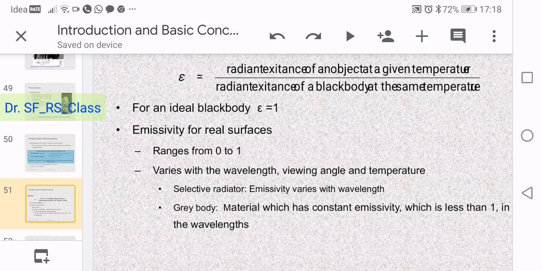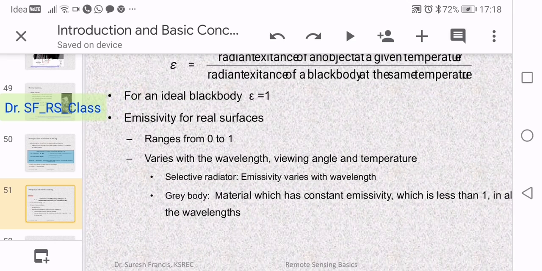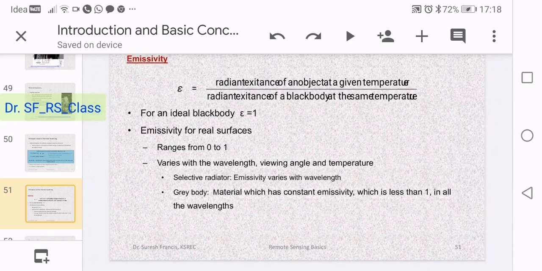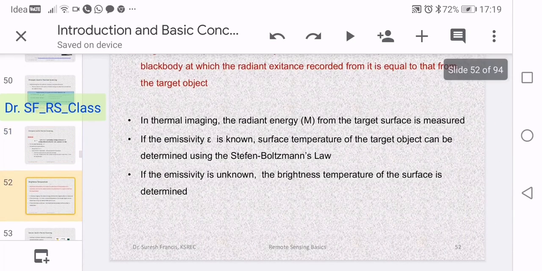In the case of gray bodies, materials have a constant emissivity less than 1 in the different wavelengths. So gray bodies will have a constant emissivity which is less than 1 in all the wavelengths. So we can utilize that gray body concept to identify the emissivity and identify the temperature of the object.